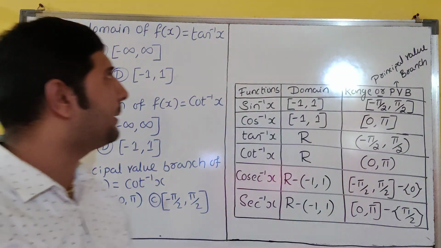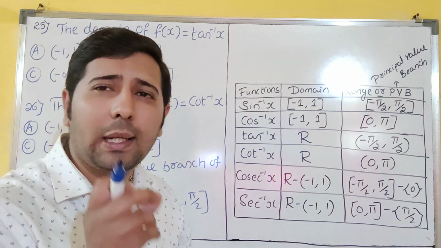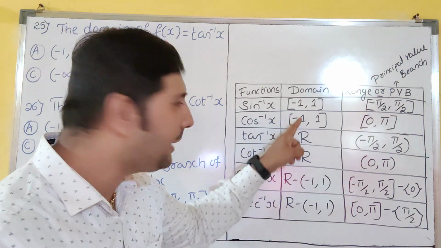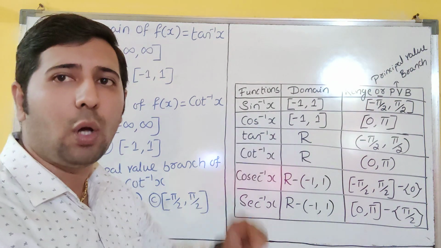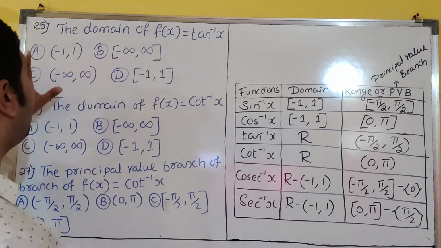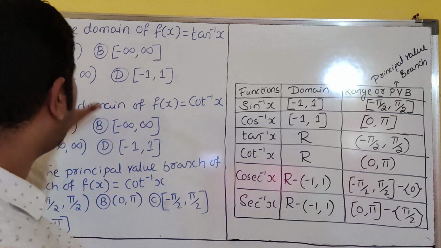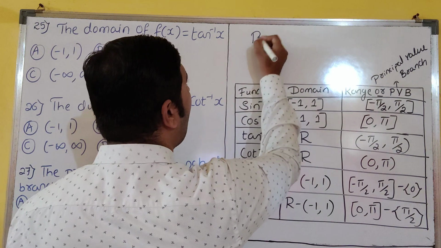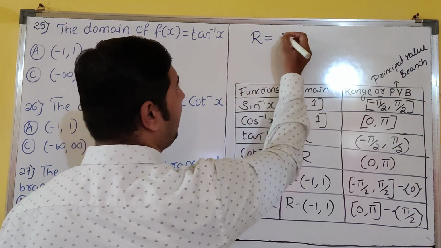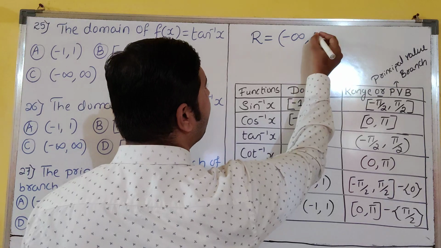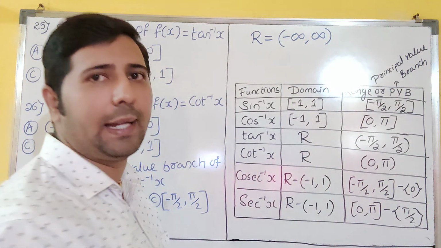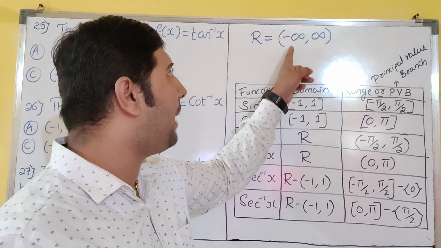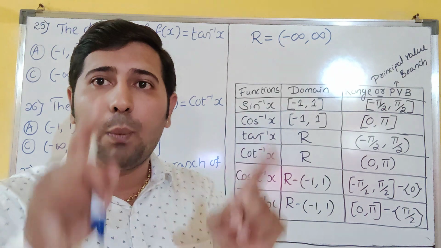Domain of f of x is equal to tan inverse x. What is the domain, dear students? The domain of tan inverse x is the set of real numbers, but real numbers have to be given in intervals. Real numbers are nothing but the open interval minus infinity to plus infinity. This is how real numbers are represented in intervals, dear students. So now, minus infinity to plus infinity, open interval.